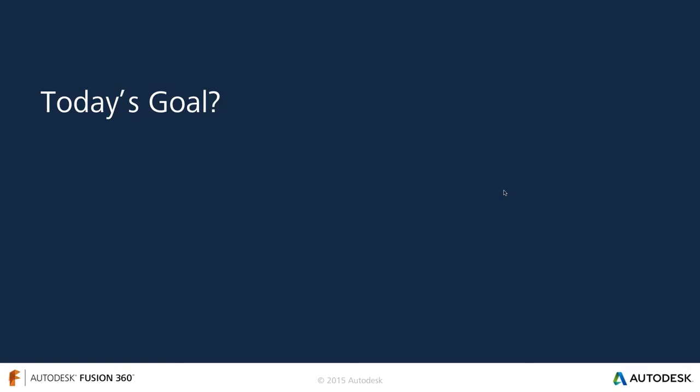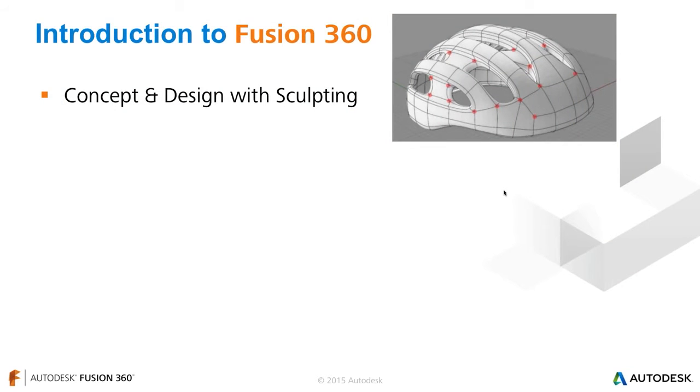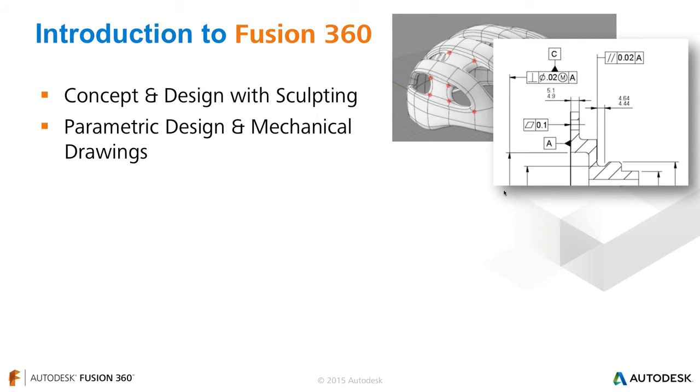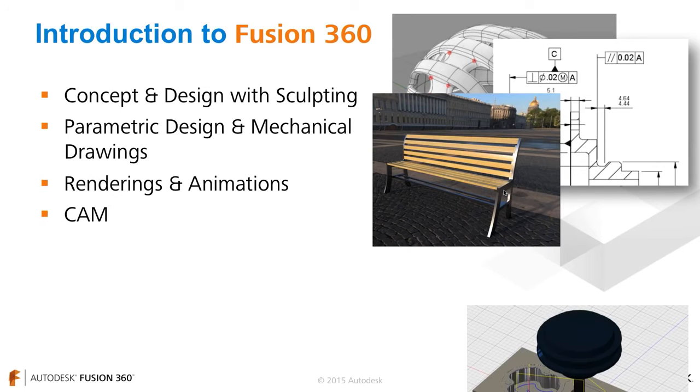My name's Aaron. My goal today is to show you an introduction to Fusion 360. There's a lot to Fusion 360. There's the conceptual designing with T-splines, making really smooth ergonomic shapes like that helmet that you see there, using that T-spline technology. There's parametric design and mechanical drawings, and this is where a lot of people, I think, like to start from. It's good, it's organized, it's structured, and that's where I'm going to be focusing my efforts today. In addition to parametric design, there's also rendering and animation options.